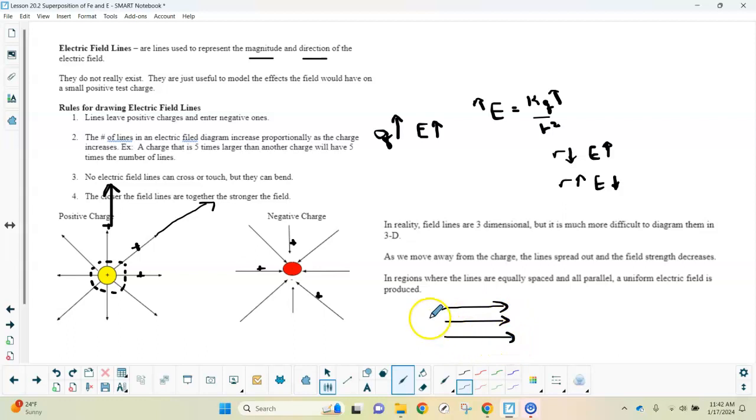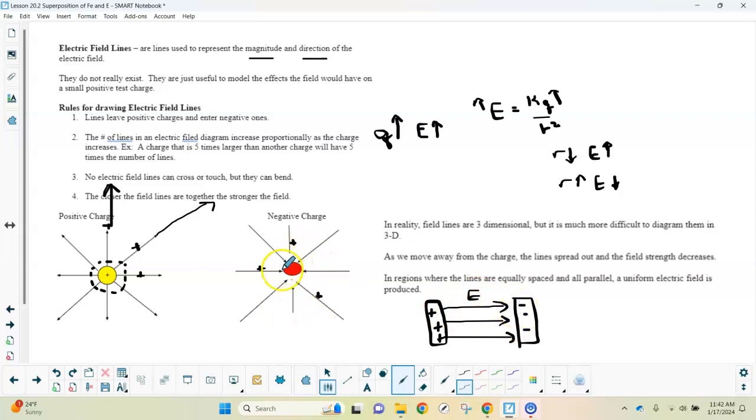Sometimes you'll have pictures, and in very special cases, which you're going to learn in the next unit, we'll have what are called capacitors. So a capacitor is basically 2 charged metal plates. One plate has a positive charge, one plate has a negative charge, and we would produce what's called a uniform electric field, where the lines are all pointing in the same direction and they're all equally spaced. So the electric field between those 2 charged metal plates would be going from left to right in this diagram. So that's what's called a uniform electric field.